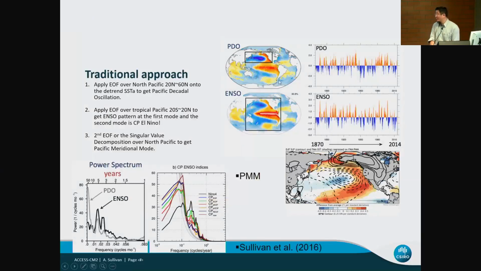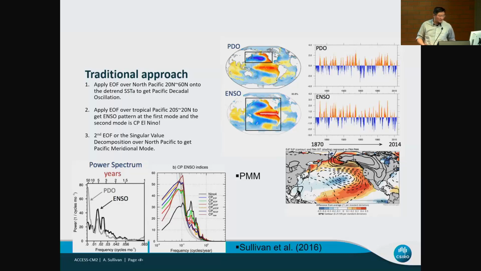Usually, if you use the EOF and calculate SST along the tropical Pacific regions, sometimes you get PDO and sometimes you get EOF. And if you look at the time series or the spectrum of the PDO and the EOF, they share a pretty close spectrum. Only the PDO has more of a decadal time scale.